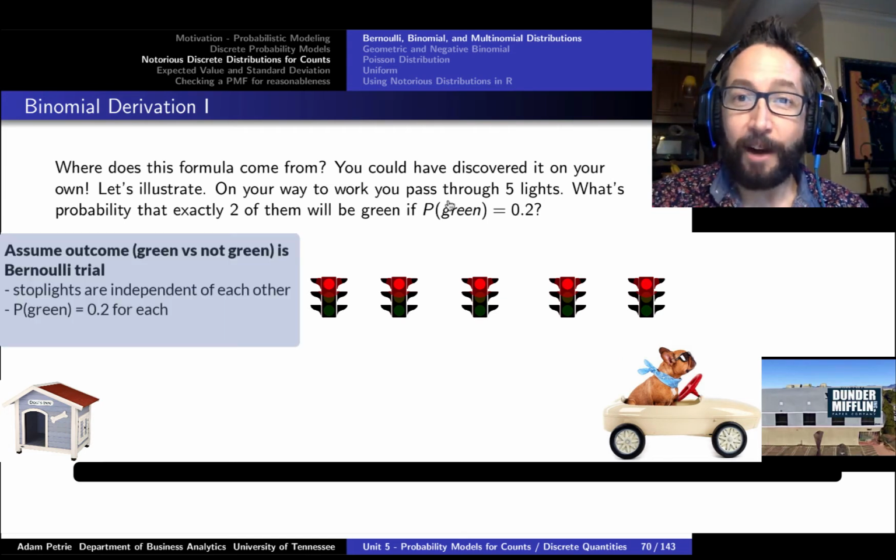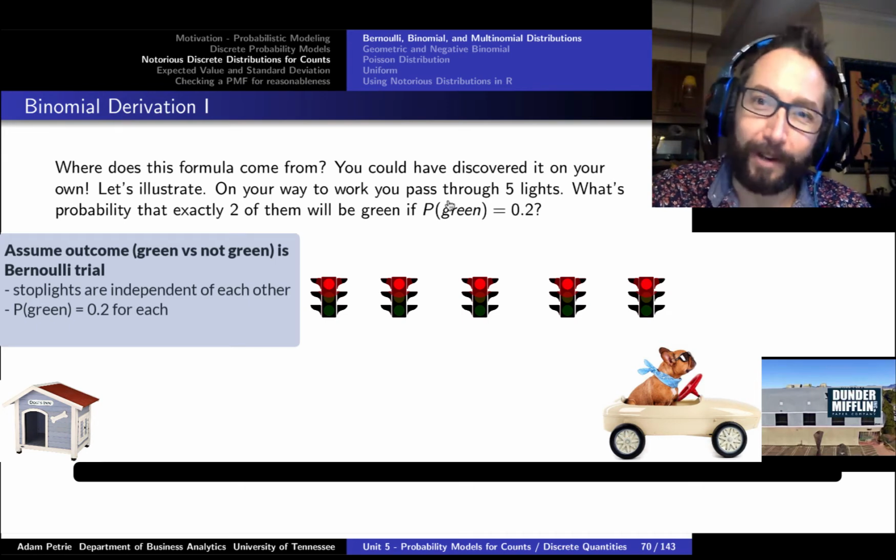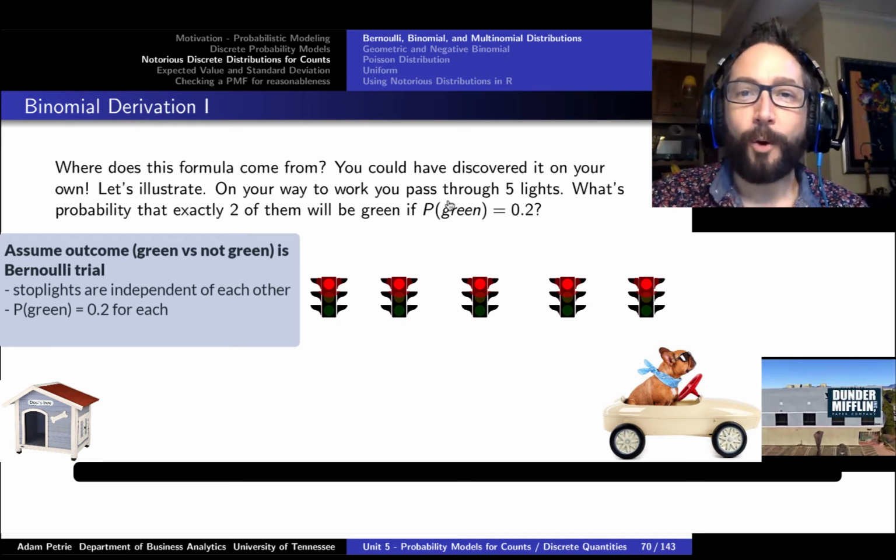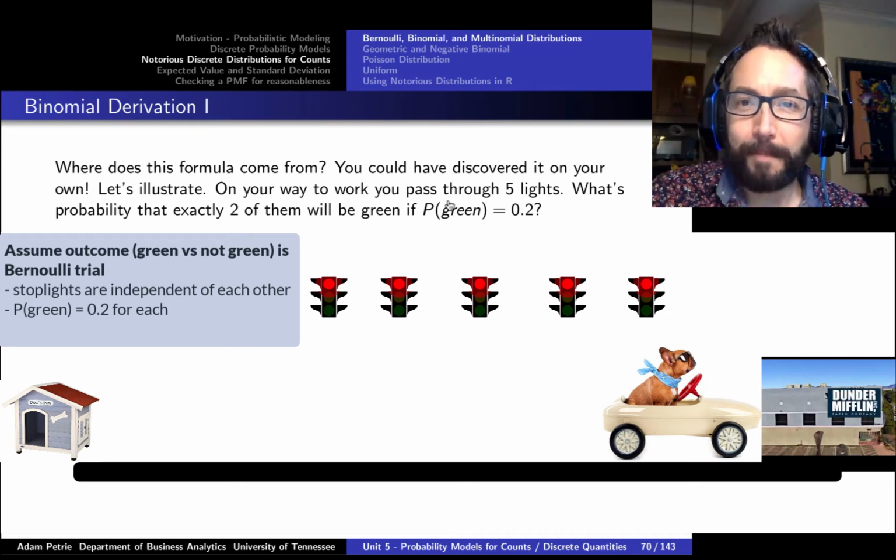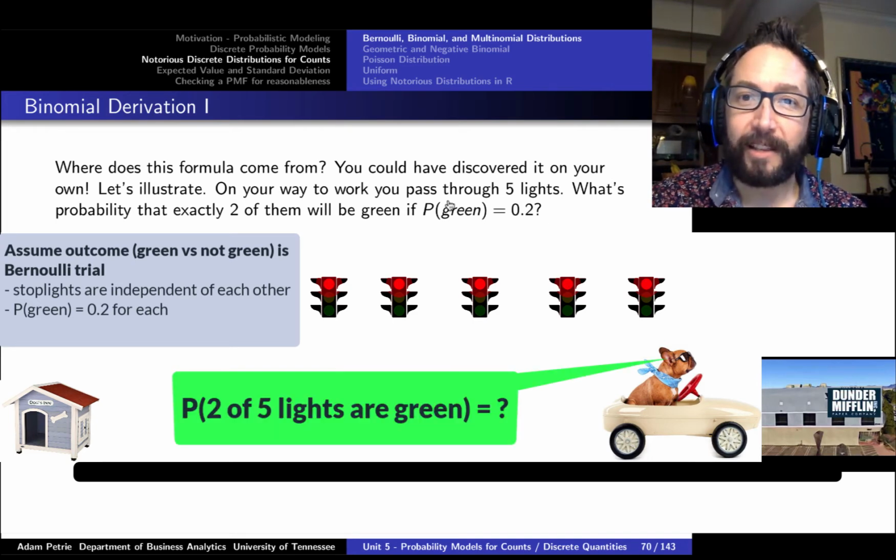So the outcome of each individual stoplight is a Bernoulli trial. We either see a red or a green, 2 outcomes here. We're interested in counting up maybe the total number of greens that we run into on our way to work. So whenever we're counting up the number of times something happened out of a fixed number of trials, binomial distribution. Let's see how this formula arises.